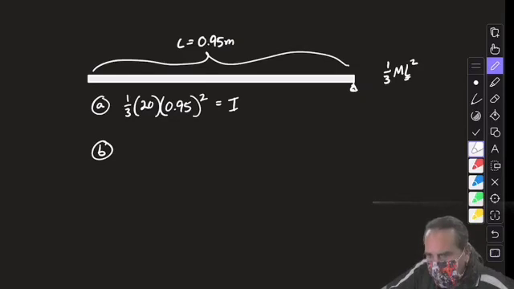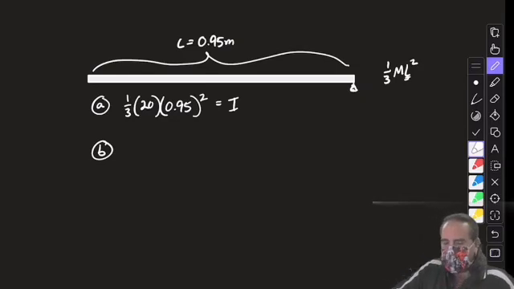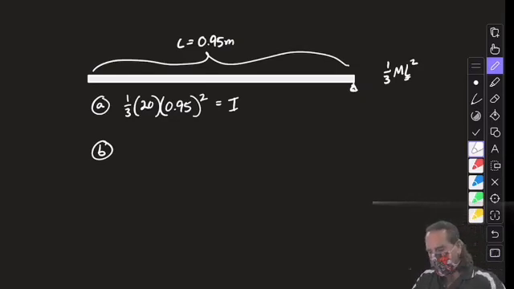And question B: what is the door's moment of inertia for rotation about a vertical axis inside the door, a distance D from one edge? Okay, so I assume that means D from one edge, like here. Is that how you guys interpret it?